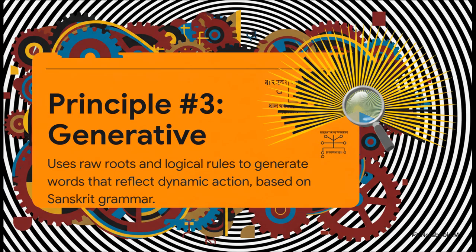Now, this third principle is where it gets really wild. It basically turns language into a generative engine. It's inspired by ancient Sanskrit grammar, and the idea is that there's no fixed dictionary. Instead, you use these raw root sounds and a set of logical rules to build new words completely on the fly. Every word becomes a fresh creation that perfectly reflects a dynamic, unfolding action.